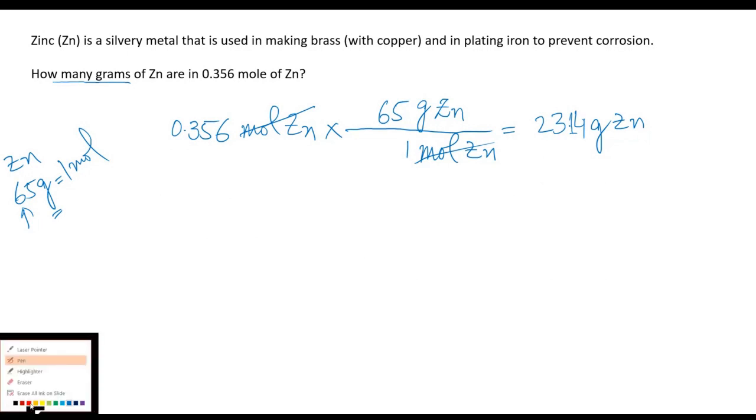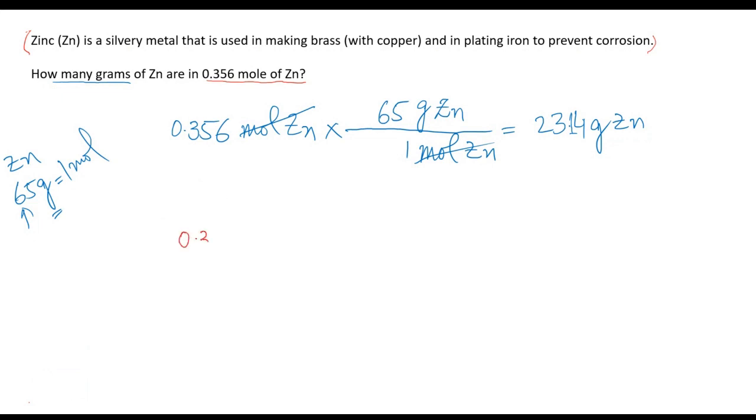Okay, wait. Now I am changing color. I am writing the same thing. Now first read your question. Zinc is a silvery metal that is used in making brass with copper and in plating iron to prevent corrosion. Now this is information, this is not our question. What is our question? How many grams of zinc are in 0.356 mole of zinc? So what is given? 0.356 mole of zinc.